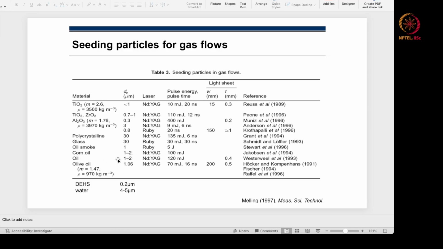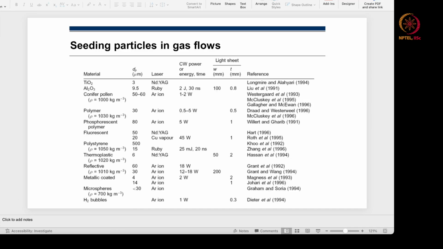And then olive oil. Olive oil is also very regularly used in flow measurements. Titanium dioxide is usually used for measurements where, for example, in combustion applications, because oil will vaporize. DHS is also something routinely used in many measurement techniques, and water droplets also. So it depends on what kind of application we are actually looking at.